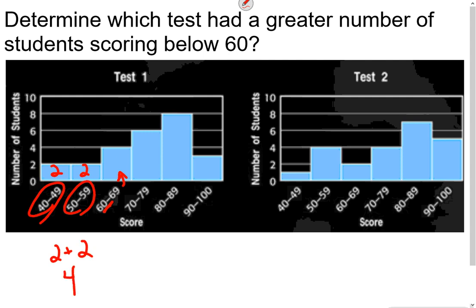We'll come over here to this one. We need it out of these two. So this one has 1 in it, and this one has 4 in it. And 1 plus 4 puts us at 5. So which test had a greater number of students scoring below 60? Again, it's test 2.